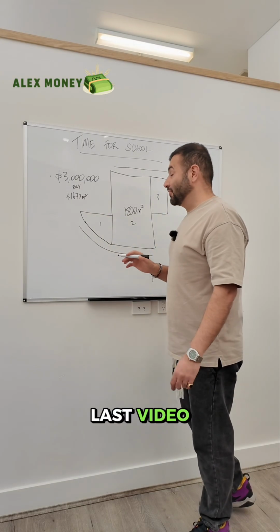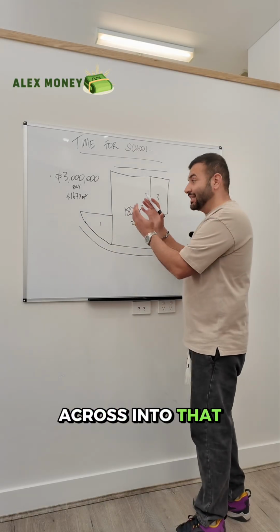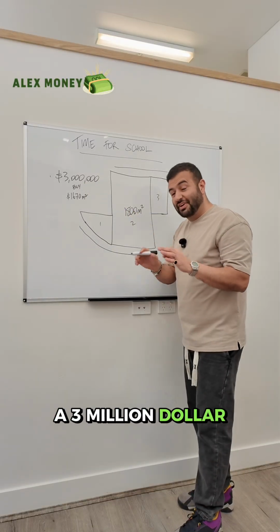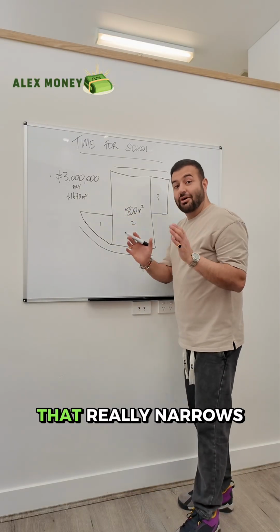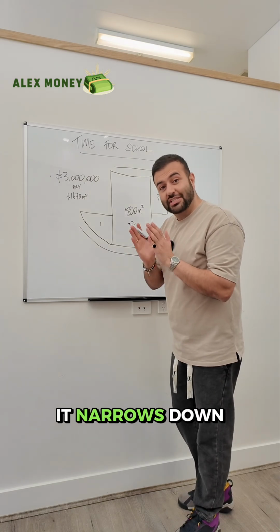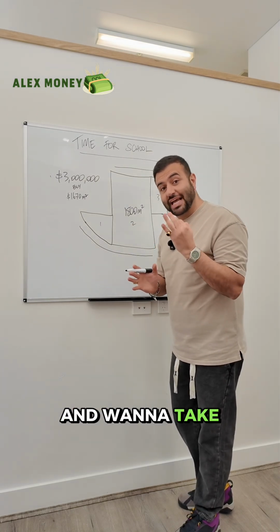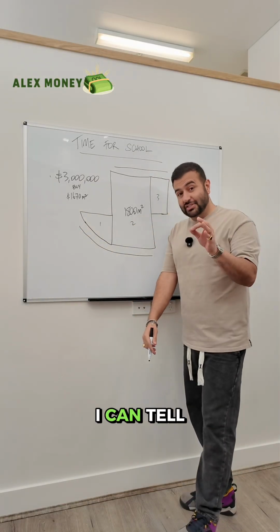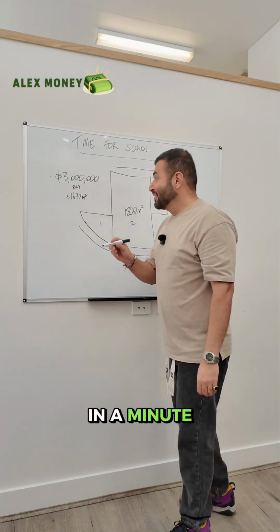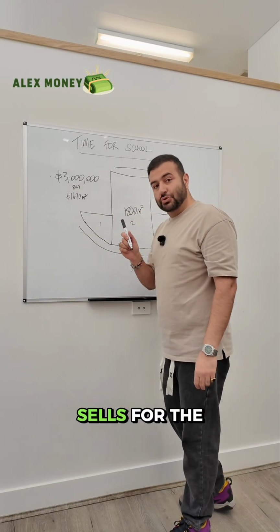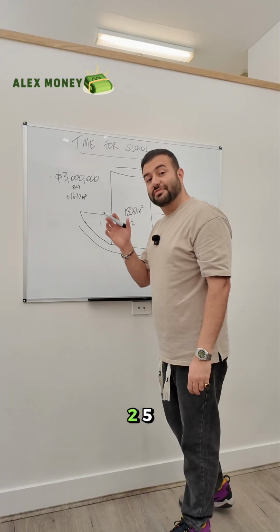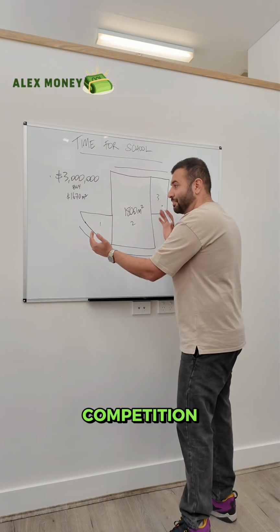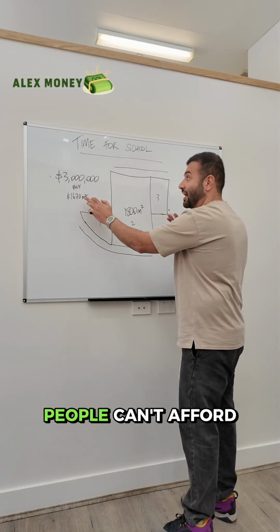As I said in the last video, if you push across into that larger land holding, that larger block, and you get into these sort of numbers, a $3 million investment for essentially land, that really narrows down the competition. It narrows down the pool of people that can afford it and want to take the risk. So that's why I got this benefit of $1,670 a square meter. I can tell you confidently, and I'll show you the proof in a minute, that land in this area routinely sells for the mid-2000s. So 2.4, 2.5, $2,600 per square meter. But again, I avoided that competition by pushing into a range that a lot of people can't afford.